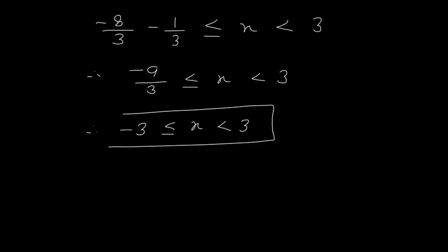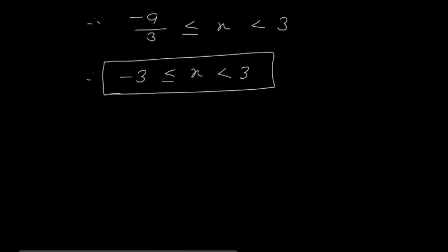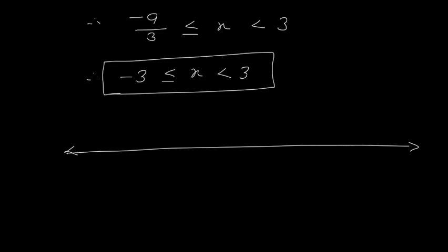So simply draw a number line. We have 0 here, minus 1, minus 2, minus 3, and on this side we have 1, 2 and 3. Now we will use a filled circle on the left hand side because minus 3 is less than or equal to, and here we will use an open circle, hollow circle we will say. So this is our 20th problem.